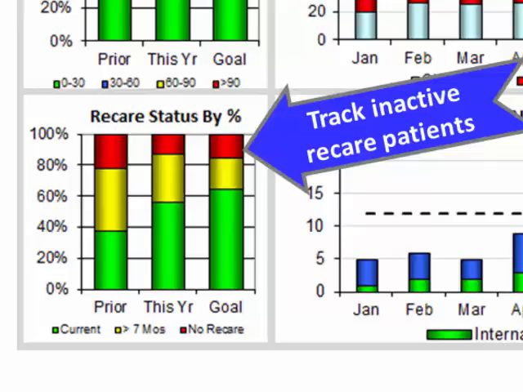Yellow is almost as important because those are folks who have had recare in the past, but there's nothing on the books in the next 7 months. We call them delinquent. And green are the current folks.